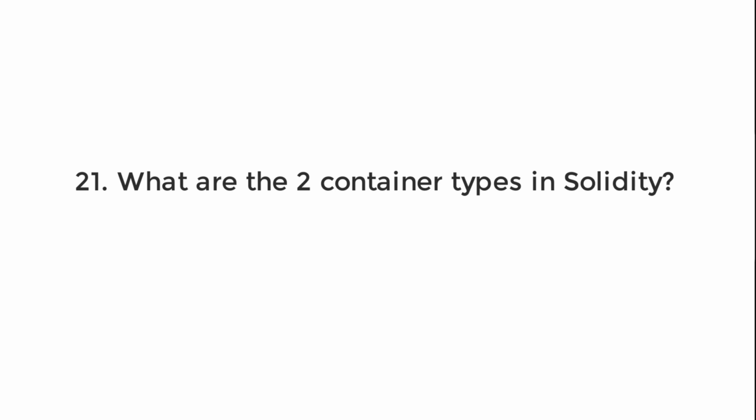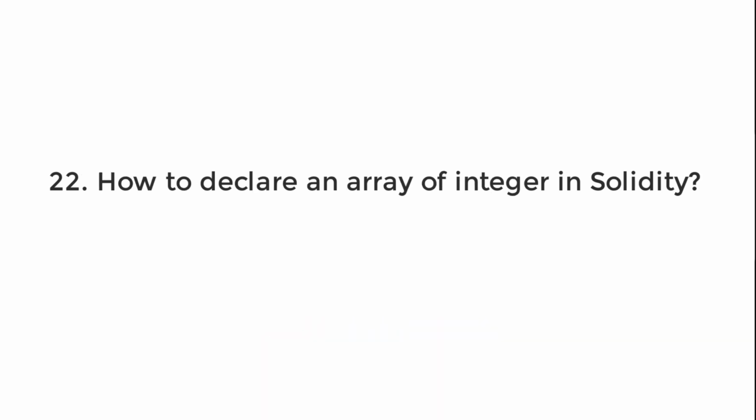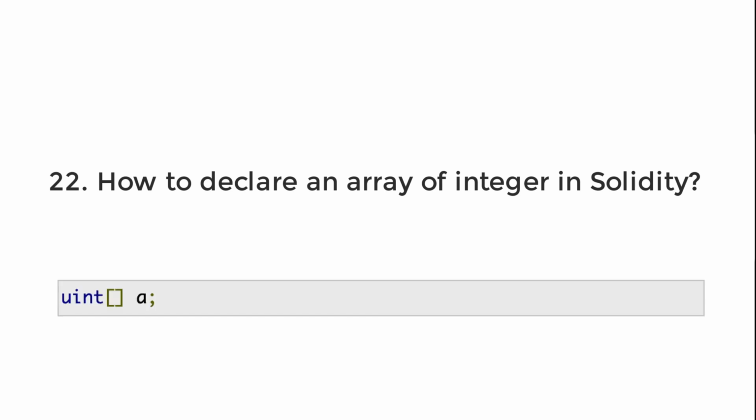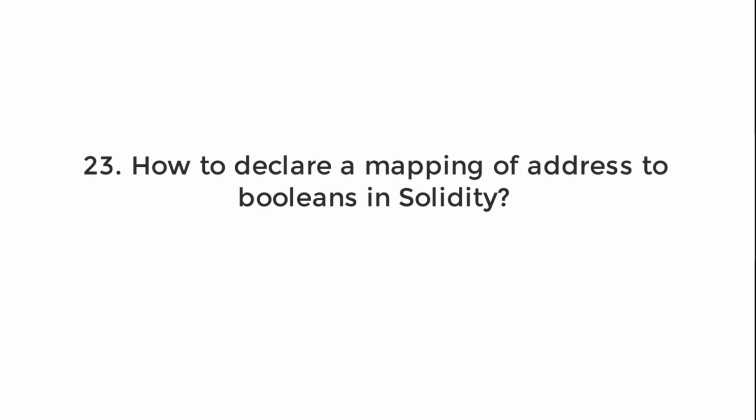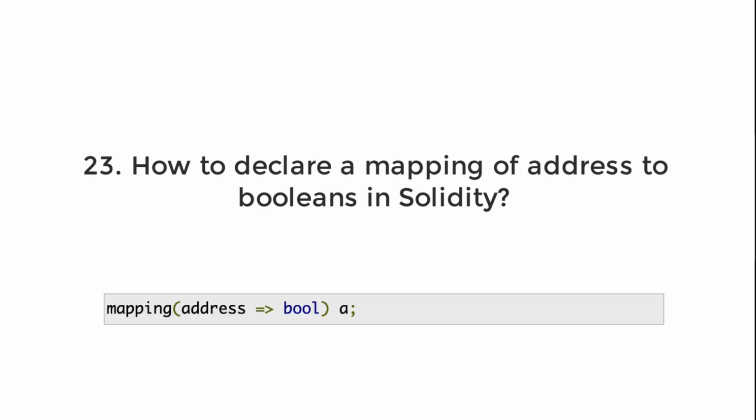What are the 2 container types in Solidity? Mappings and arrays. How to declare an array of integers in Solidity. How to declare a mapping of address to booleans in Solidity. In this example, address is the key and boolean is the value.